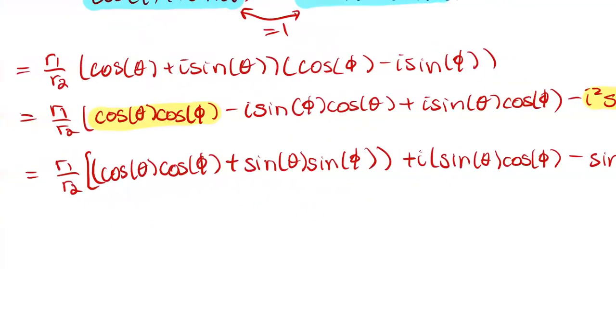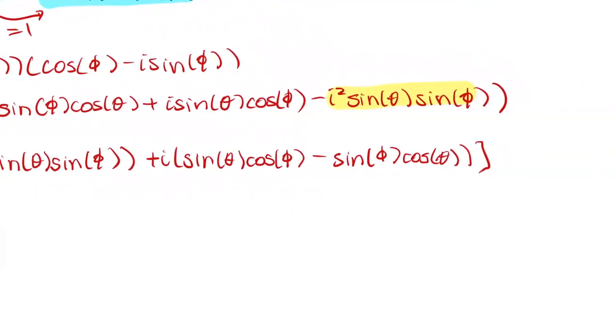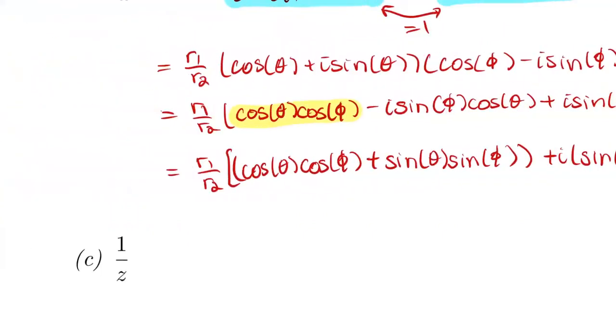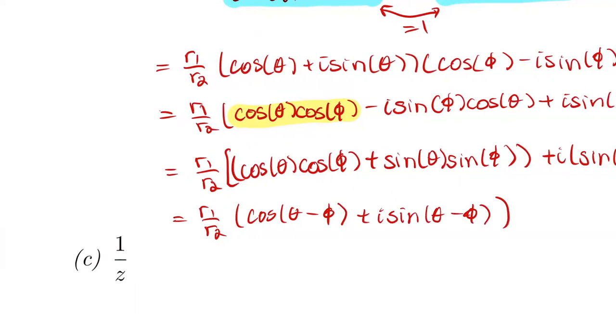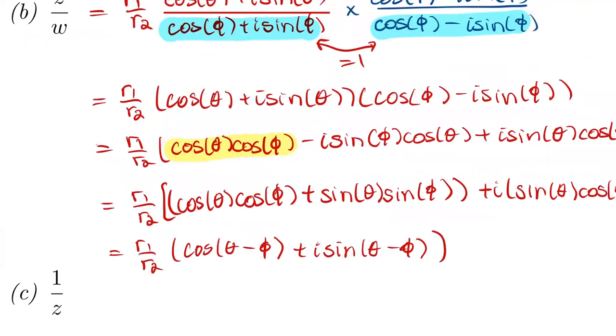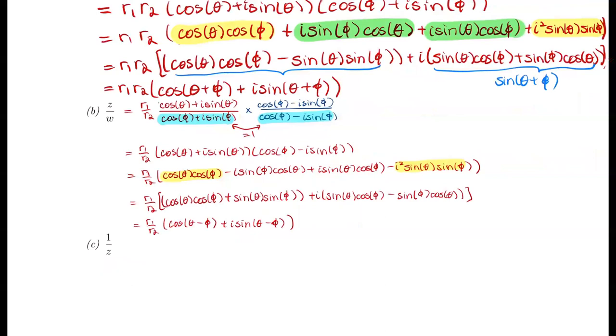Now, note that we could also use the compound angle identities. So the first term here is going to be cos(theta minus phi), and then the second one is going to be sine(theta minus phi). So what that means is that R1 divided by R2, and then we would just have cos(theta minus phi) plus i sine(theta minus phi) as well. So that is the division of two complex numbers in their polar forms. So that's the derivation for this one.